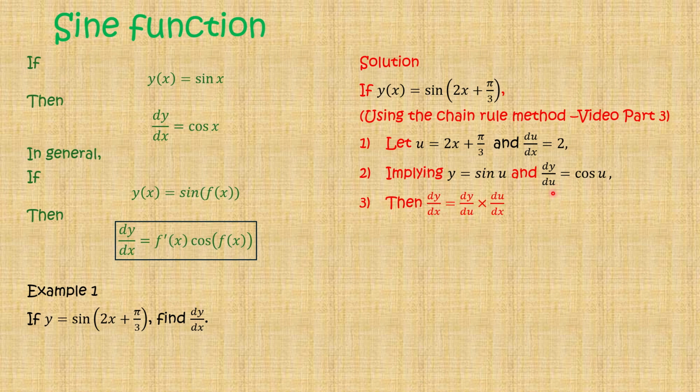Then the final step would be dy/dx. And we know what dy/du is from the second step, cosine u, times the du/dx, which we obtained from step number 1 as 2. Then we substitute back for what the u represents from step number 1. Therefore, dy/dx becomes 2 cosine of 2x plus pi over 3. As easy as that.